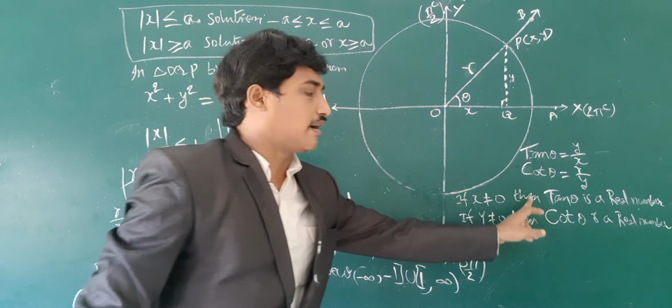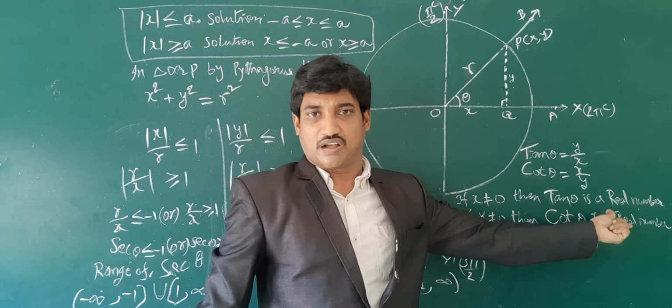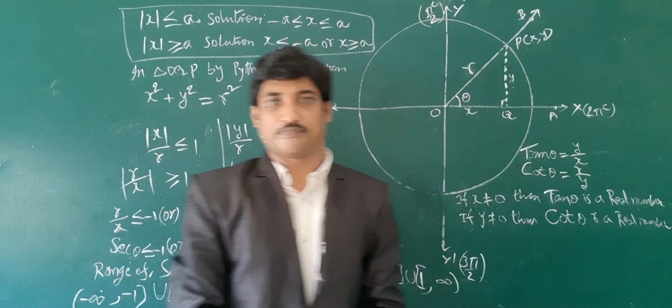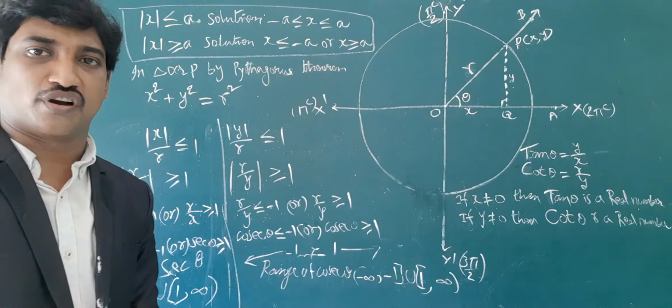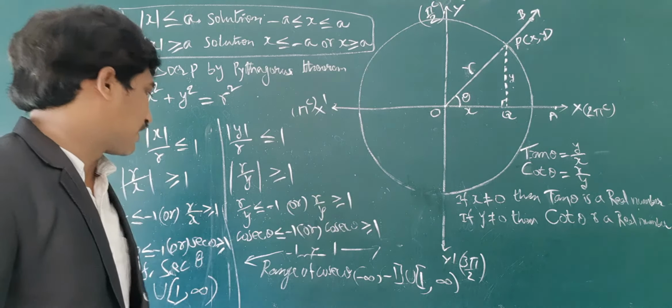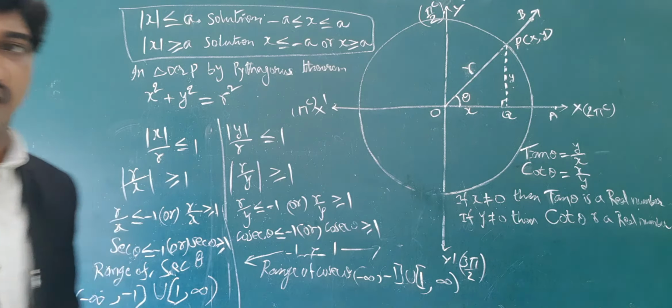So tan theta range is the real number set R. Cot theta range is the real number set R. This is about the range of trigonometric functions: tan theta, cot theta, sin theta, cos theta, cosecant theta, and secant theta.